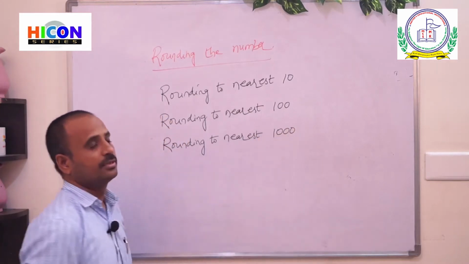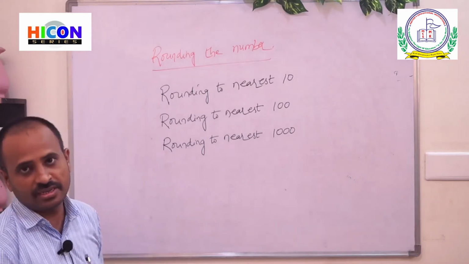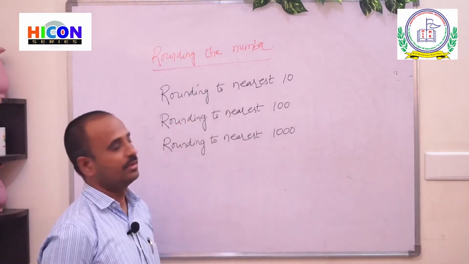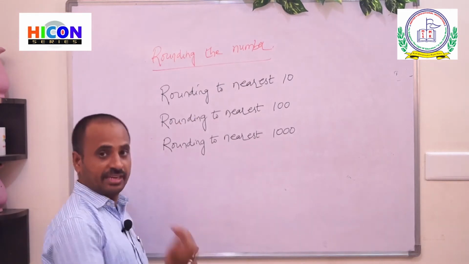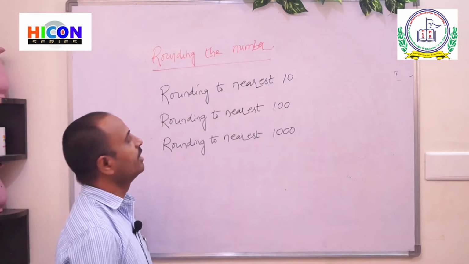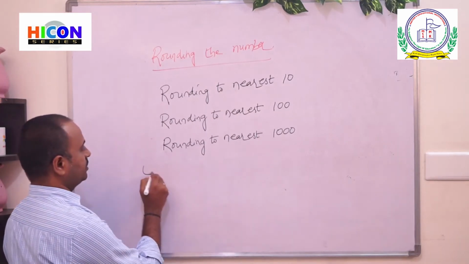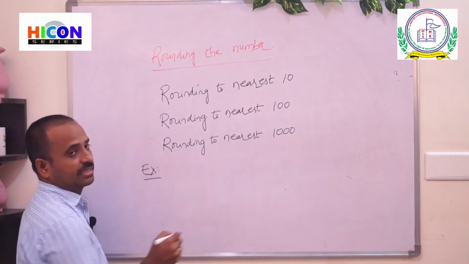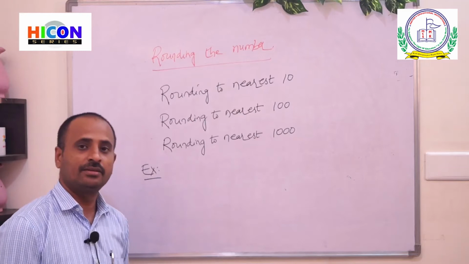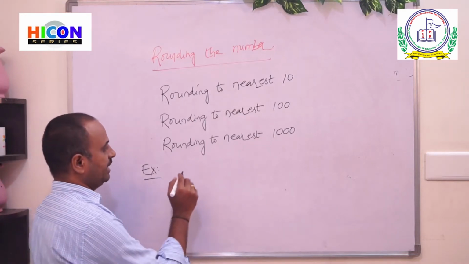So children, there are three types of rounding numbers in this lesson. First is rounding to nearest 10, the second is rounding to nearest 100, and the third is rounding to nearest 1000. So how can we round the given number to nearest 10? Let us take an example. By using this example, we can round the given number to nearest 10, nearest 100, and nearest 1000.